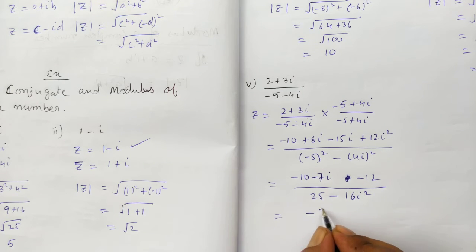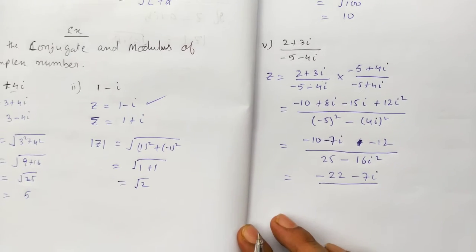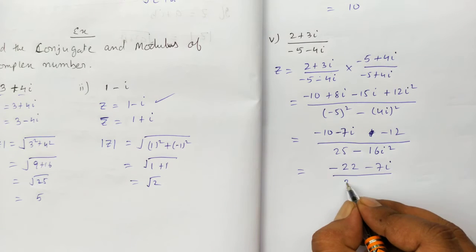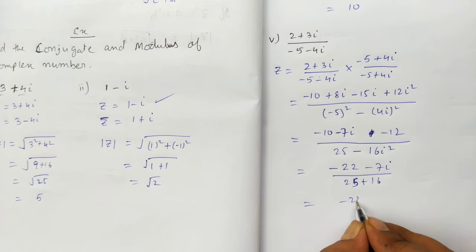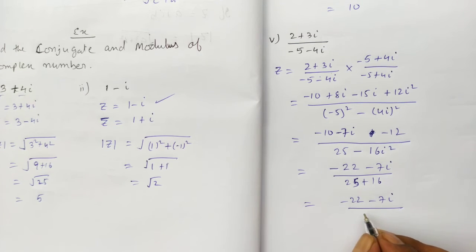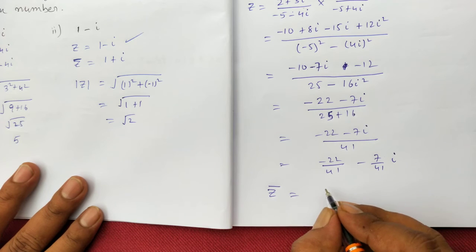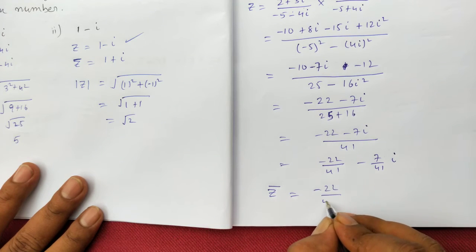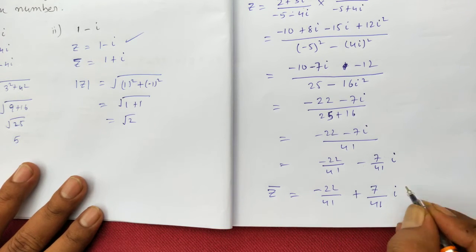This is minus 22 minus 7i by 25 plus 16, so minus 22 minus 7i by 41. So it will become minus 22 by 41 minus 7 by 41 i. What will be the conjugate? The conjugate will be minus 22 by 41, and the minus becomes plus on the imaginary part, plus 7 by 41 i.